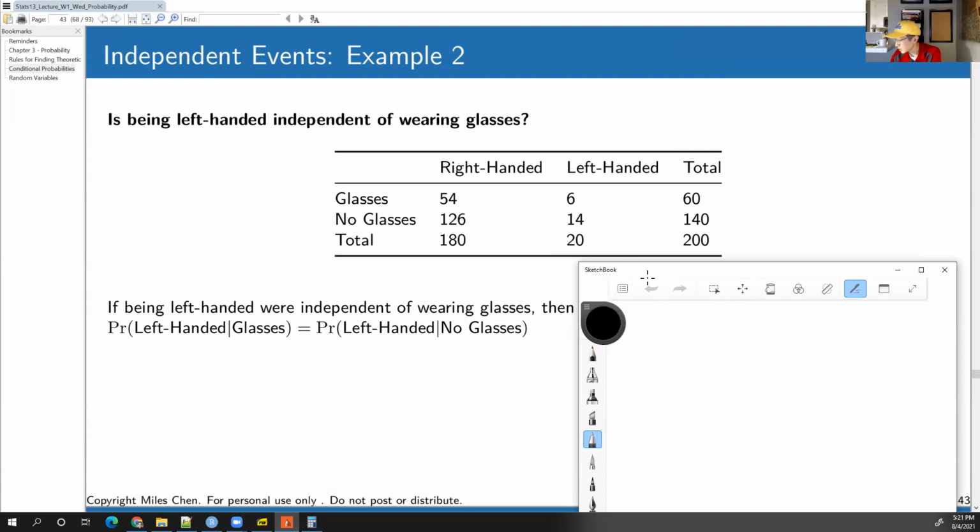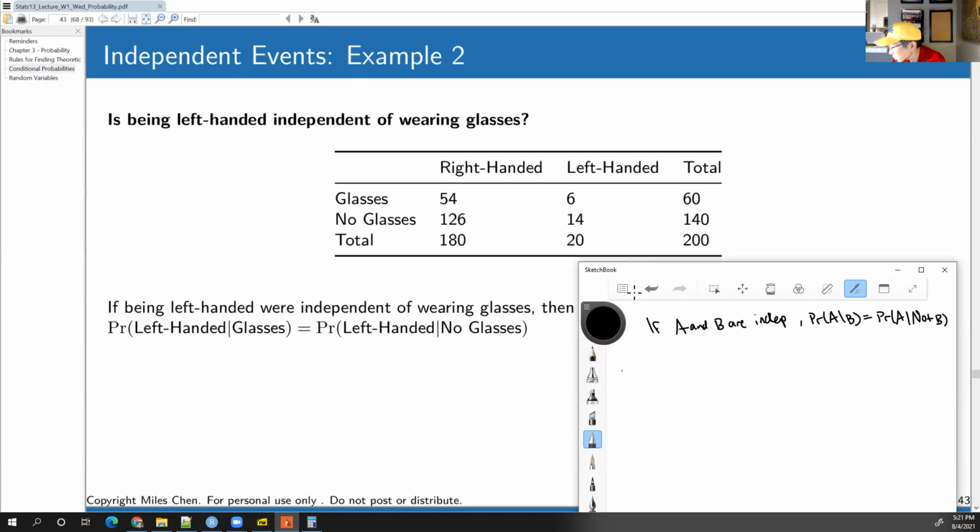Okay, so what we want to know is whether being left-handed is independent of wearing glasses, and this is what my data looks like. If two events are independent, so if A and B are independent, then we can say that the probability of A given B is going to be equal to the probability of A given not B.